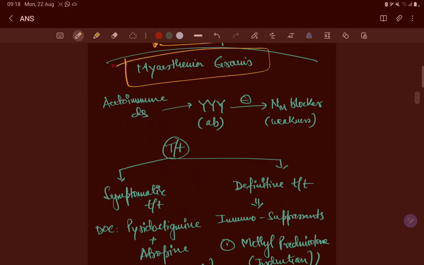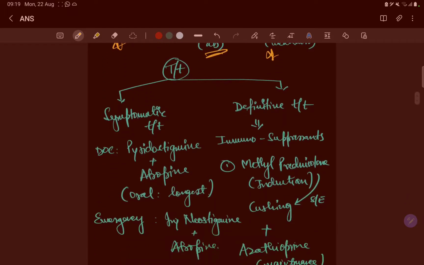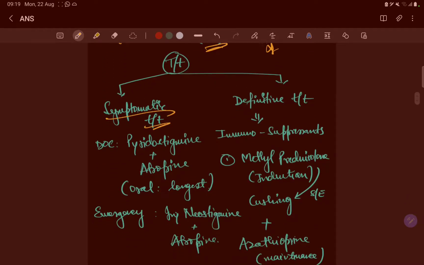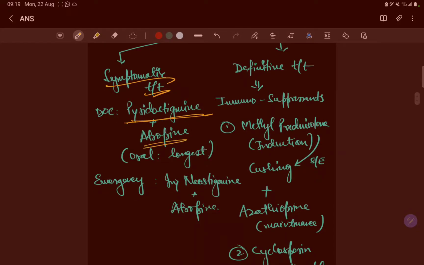Now myasthenia gravis is an autoimmune disease. An antibody is produced, the NM receptor is blocked, and that causes weakness. The treatment is symptomatic, with pyridostigmine and atropine. In an emergency, we use injection neostigmine and atropine.